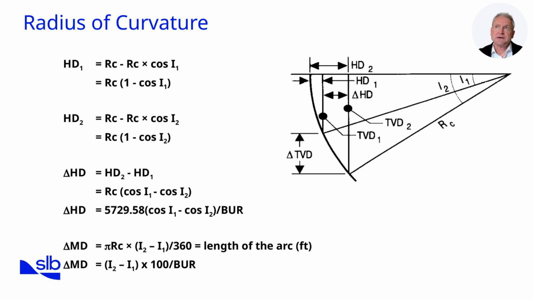The difference between them gives delta horizontal displacement, expressed as RC times the cosine of I1 minus the cosine of I2. As with the change in TVD, if we substitute in the formula for RC, we can calculate the horizontal displacement.